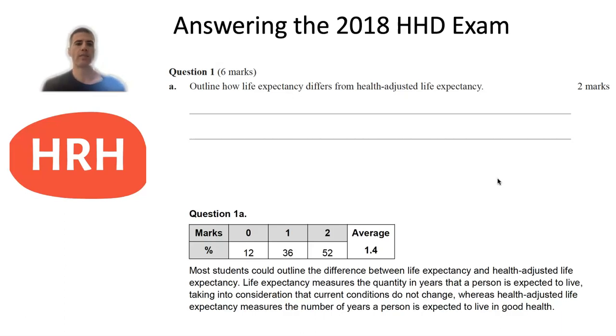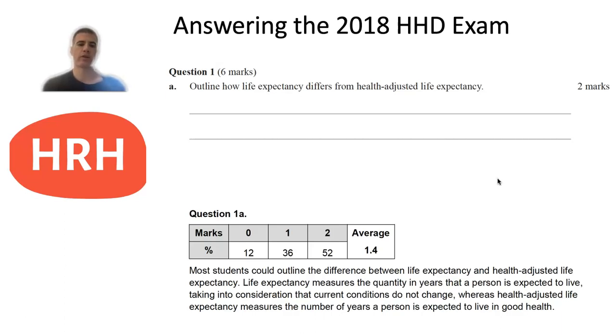So you need to say something along the lines of life expectancy being a measure of the quantity in years that the person is expected to live, if that takes into consideration also current conditions not changing, okay? Whereas health adjusted life expectancy is really measuring the number of years in good health a person is expected to live. And so that's the real contrast that we were looking for in that answer there.